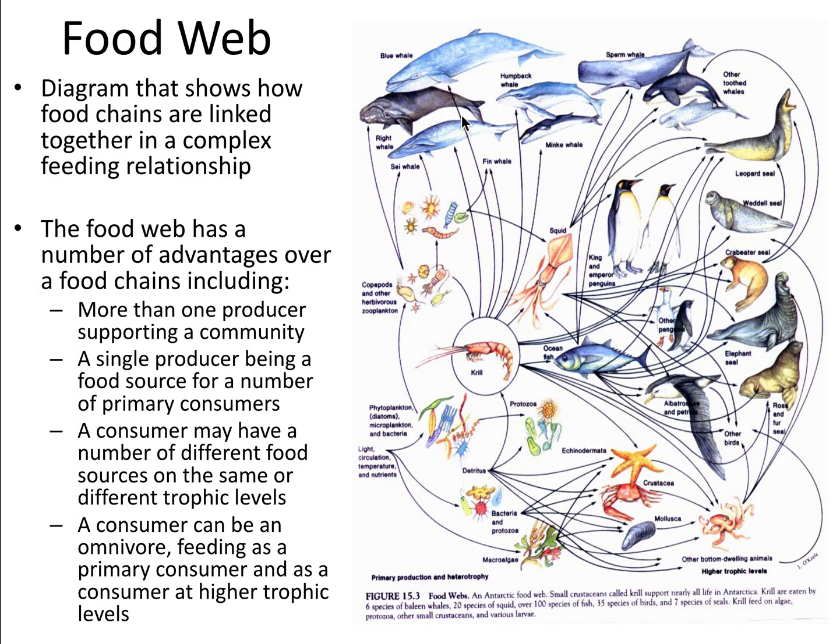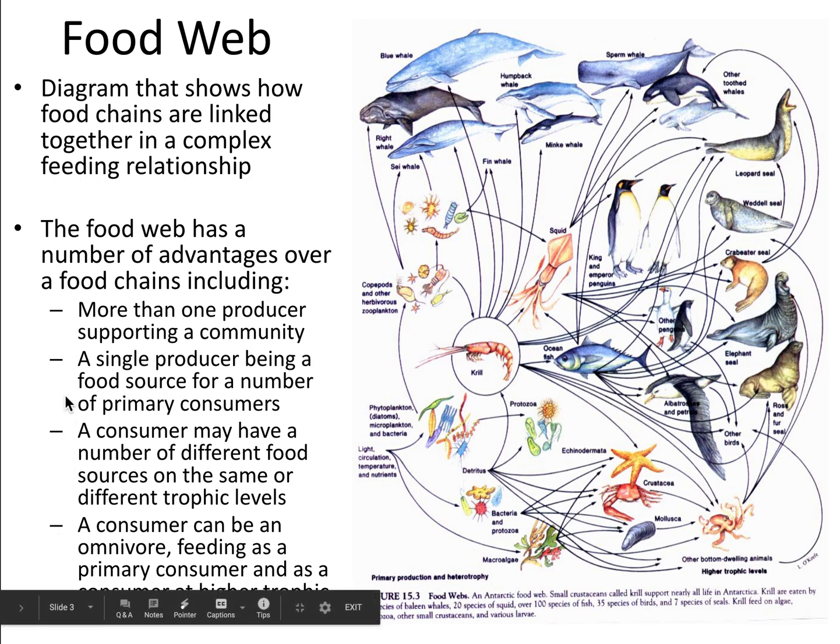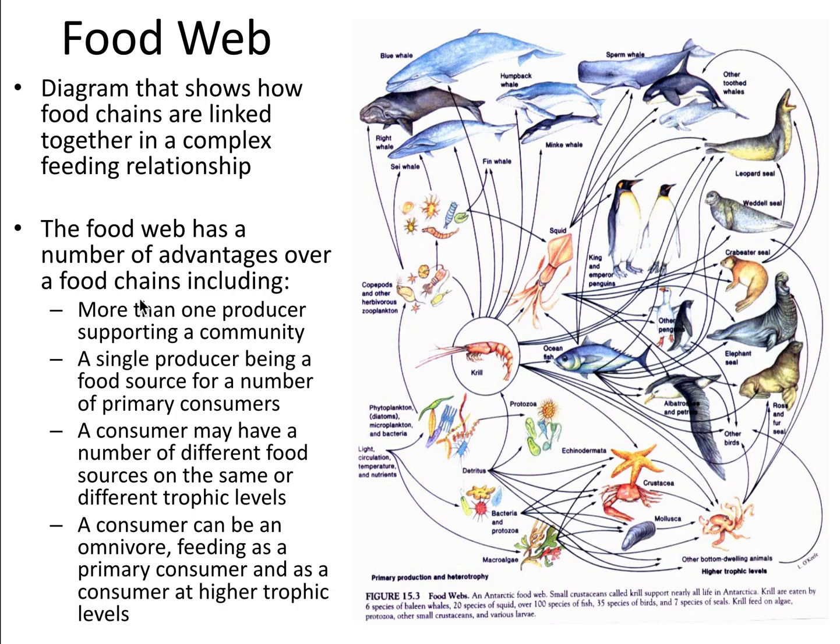Food webs. Remember, food webs are basically a diagram that's going to show you multiple food chains within that ecosystem. It's great because you can understand the ecosystem at a higher level. Remember, these are some rules about what an advantage is to a food web over a food chain, which is much more simplified. There's more than one producer usually represented in a food web supporting a community. So here, don't get thrown off by this circle here around the krill.